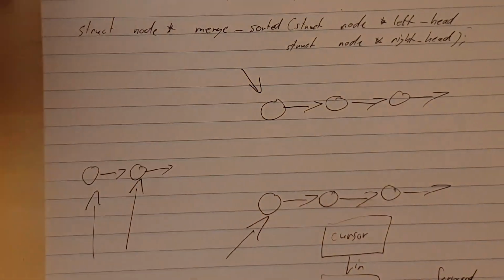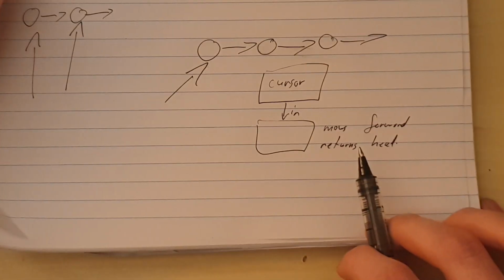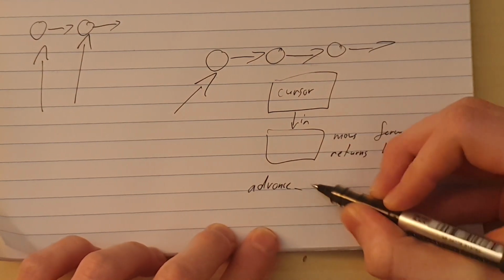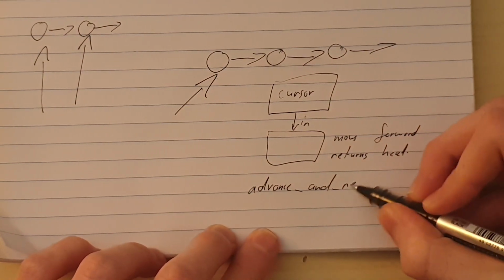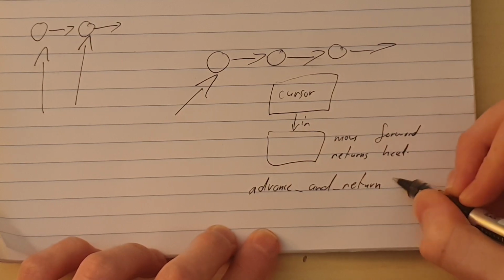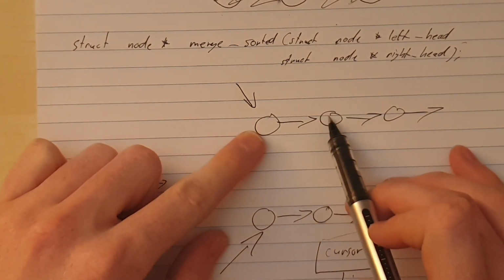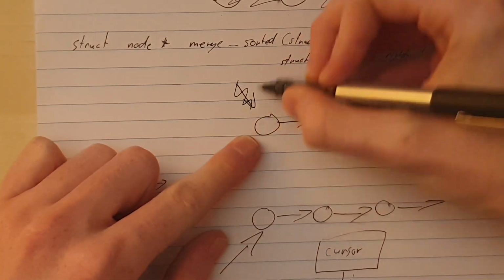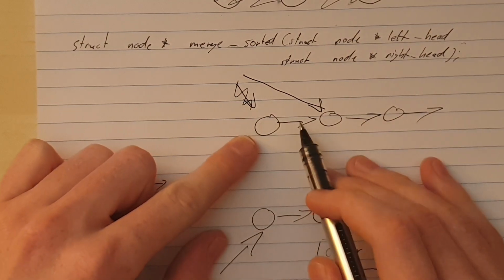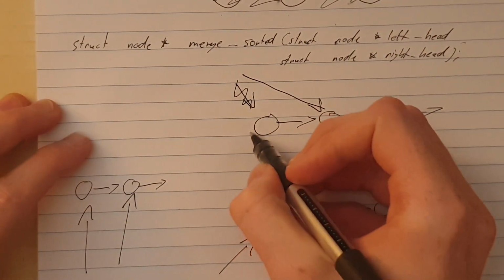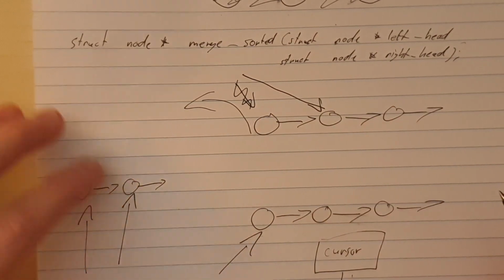So I might call this function, if you've seen my solution already, you'll know that I have called this function advance and return. And that's the first function that I'm going to make. I'm going to take in a cursor, I'm going to advance the cursor to the next node. So I'm going to take this, point it there, and then whatever node it was pointing at, I'm going to return that back to wherever I need to put it.